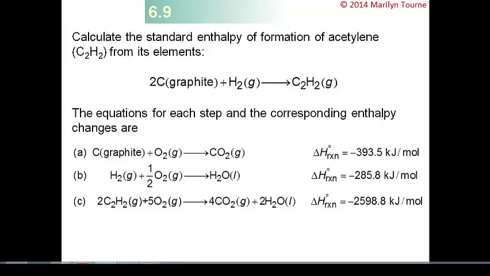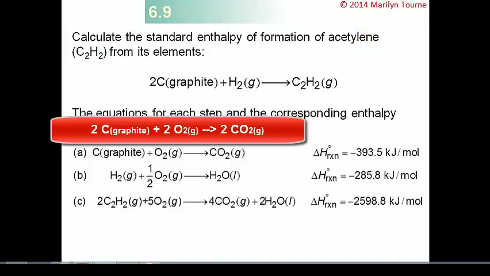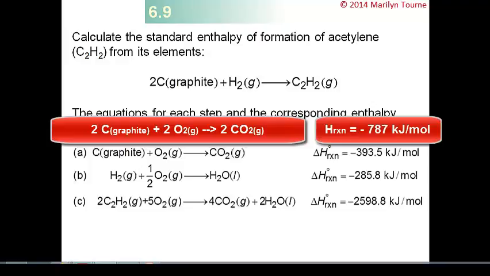So if we look at the synthesis of C2H2, we need 2 moles of graphite as the reactant. So we have to make equation A look like the main equation. So we multiply equation A times 2, and you would have 2 carbon plus 2 moles of O2 going to 2 moles of CO2. Not only that, but you have to change the amount of the enthalpy of reaction. So now it's negative 393.5 times 2. And the reason we did this is because, again, our goal is to make it look like the main equation on the top. So we're done with the carbon.